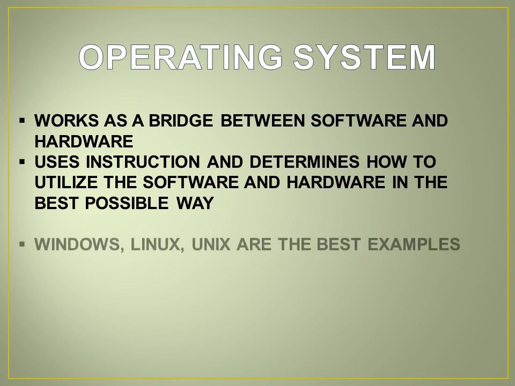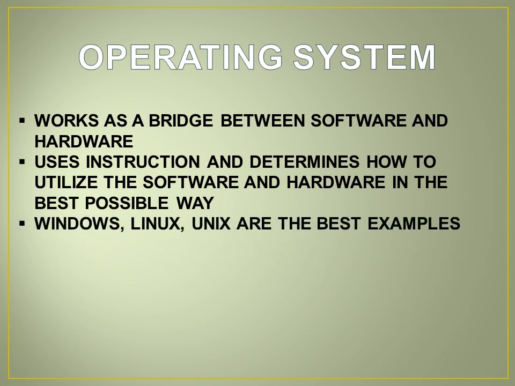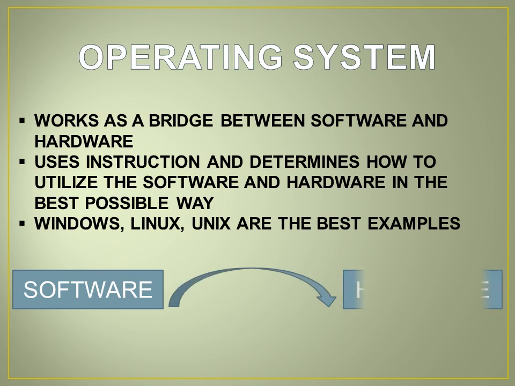Now we will know about some operating system names. The names of some operating systems are Windows, Linux, Unix. These are the most well-known operating systems. Can you see the picture? How the operating system is making a bridge between the software and the hardware? Yes, I think this picture will make the concept clear.